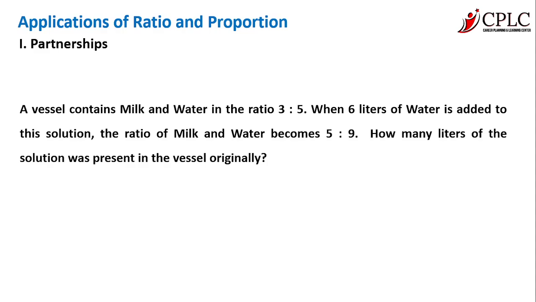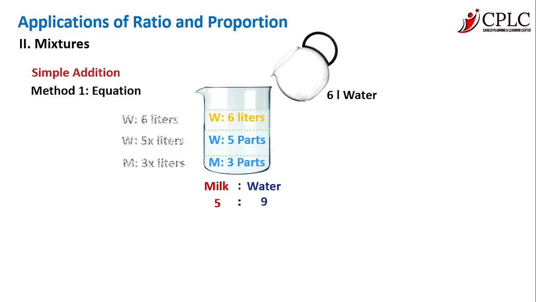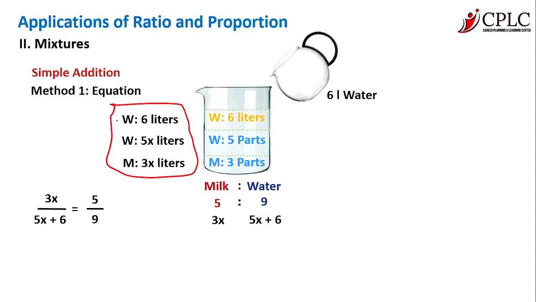So to do the equation method, let's assume the values as water is 5x, because any multiple of 5, and milk is 3x. We are adding 6 liters to that. So focus here: milk is 3x, water is 5x. We are adding 6 liters of water additionally, so it goes in the water part. And then the new ratio of milk and water becomes 5 is to 9. This is what they have said. Now we should be solving this.